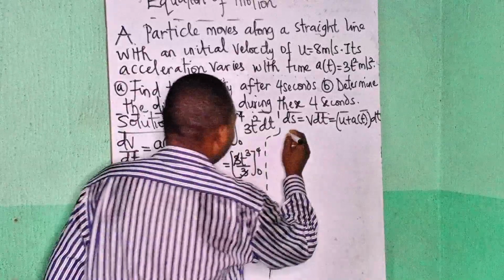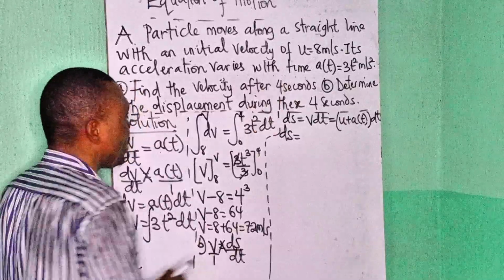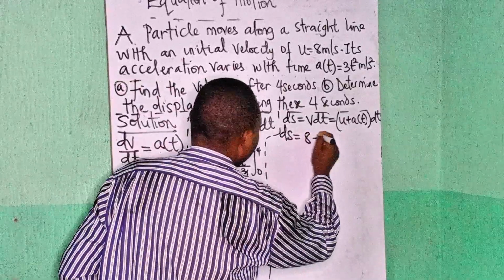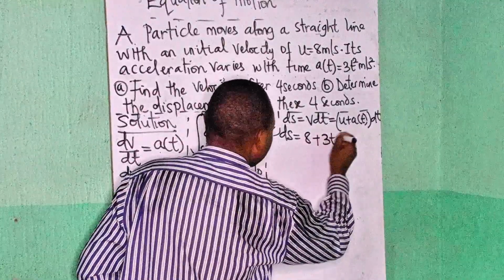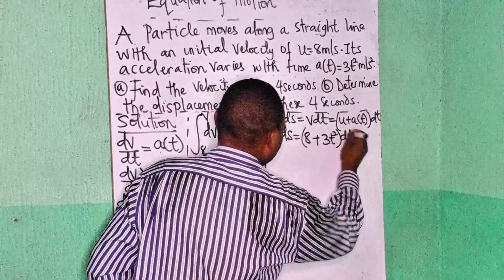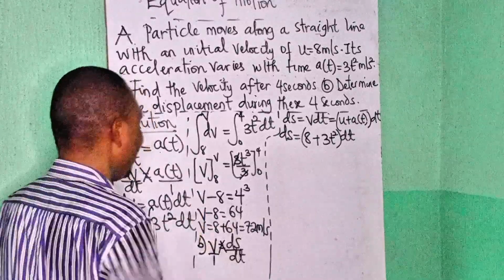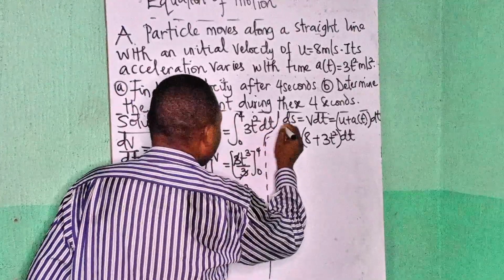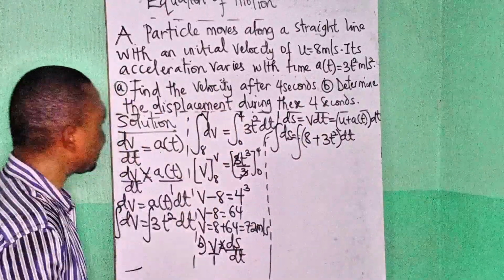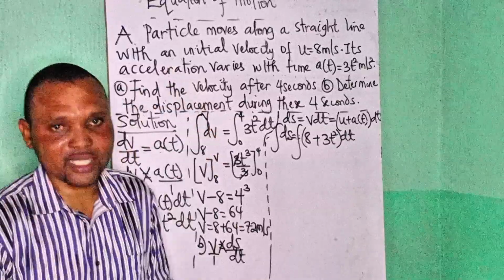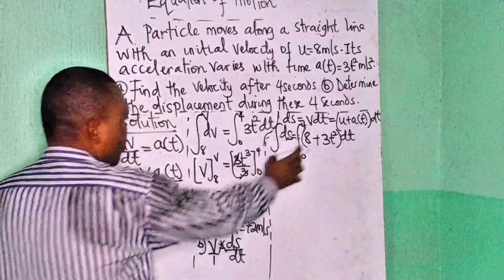So from here, I'm having my ds is equal to, now if you check this one out, my u is 8. So anywhere I see u, I'm going to put in 8. So 8 plus my at is 3t squared. So I'm having here 3t squared, bracket open, bracket close, dt. So at this point now, I'm going to integrate. Now remember that we are asked to find the displacement after 4 seconds. So it's going to be moving from 0 to 4 seconds.